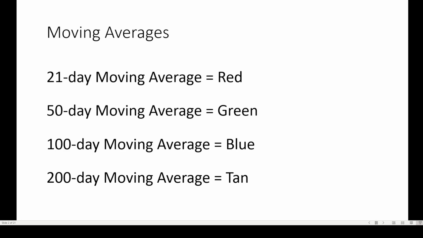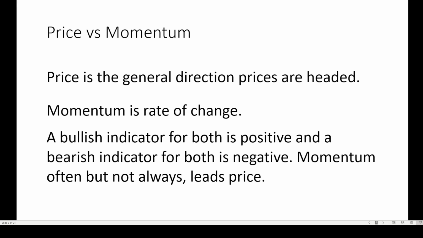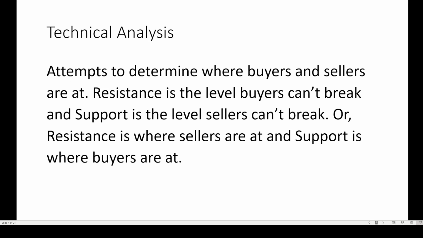Moving average colors on your screen: 21 days red, 50 days green, 100 days blue, 200 days tan. Price versus momentum. Price is a general direction. Momentum is a rate of change. A bullish indicator for both is positive, and a bearish indicator for both is negative. Momentum often, but not always, leads price.